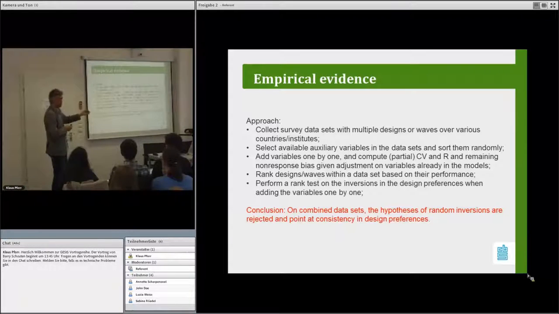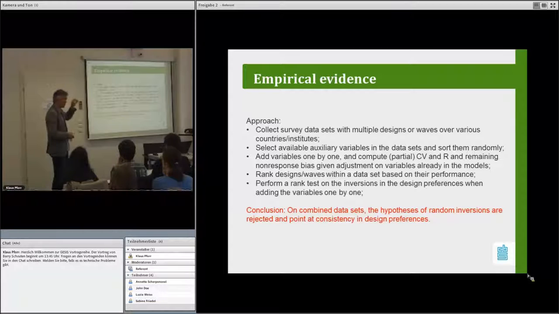So if there is any signal in there, any consistency in the preferences that these ranks are showing, then there must be evidence. That was our idea behind it. So I have to go a bit faster. So this is actually what came out.